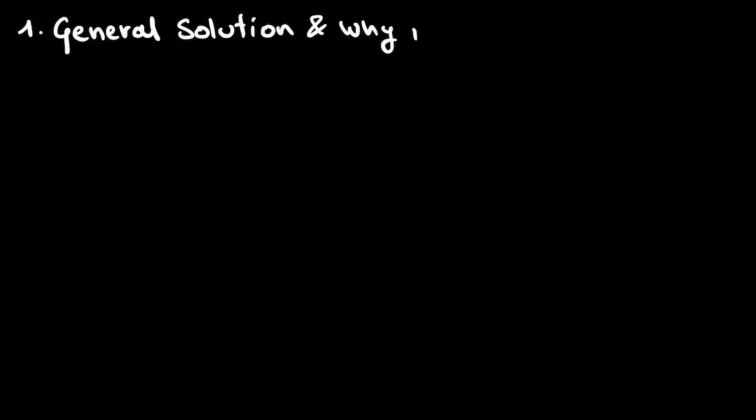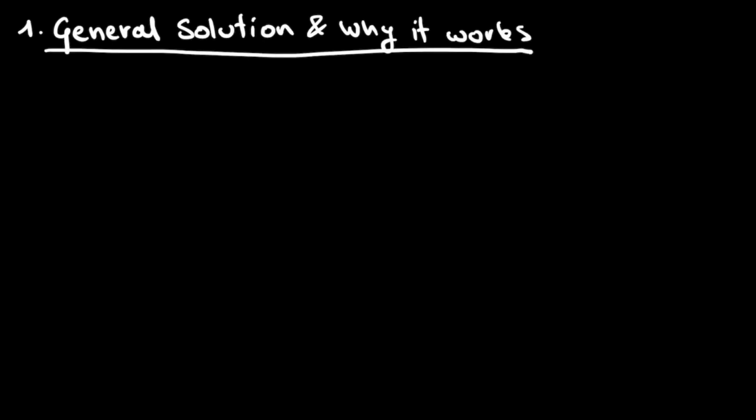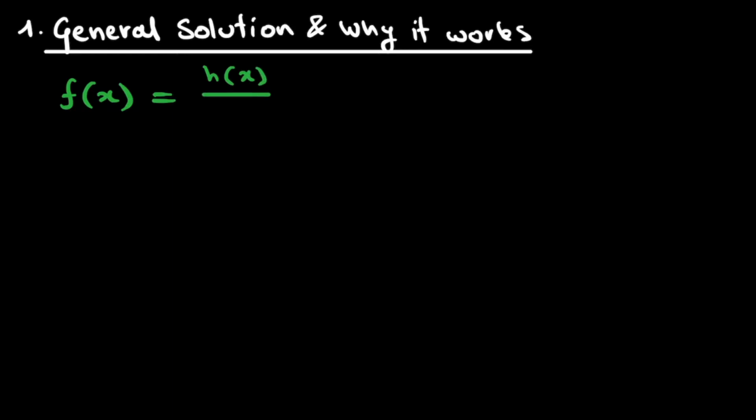Let's first briefly look at the general solution of finding a slanted asymptote and see why exactly it works. Let's say that you have a function f of x, which is a general function, of which you want to find whether it has a slanted asymptote, and if it does, to find its expression, meaning to find a linear function. And let's now assume that the function that we're looking at, f of x, can be written as the ratio of two other functions of x, h of x in the numerator divided by g of x in the denominator.